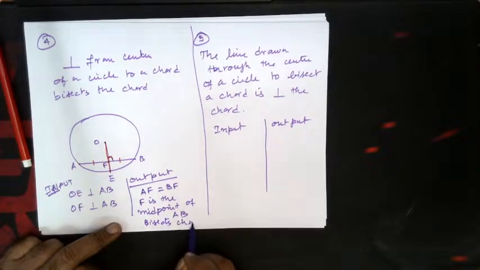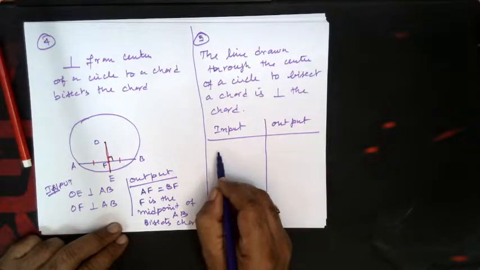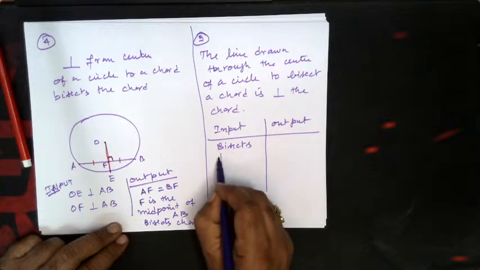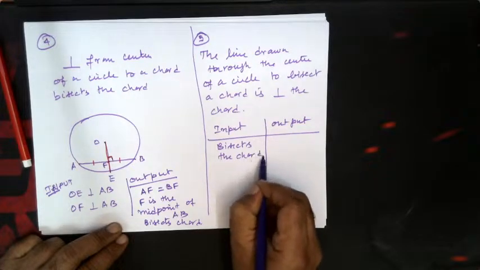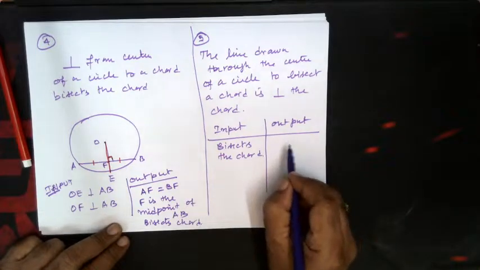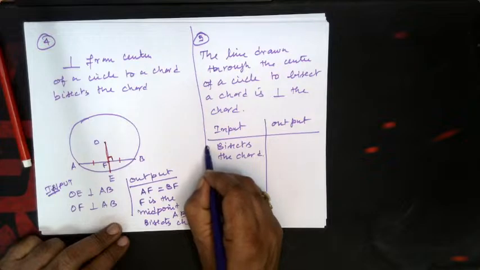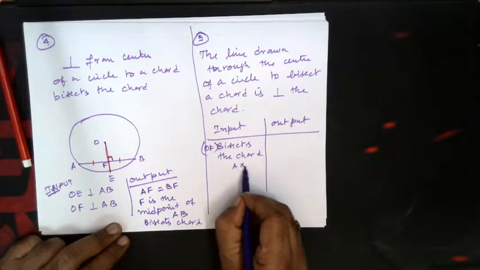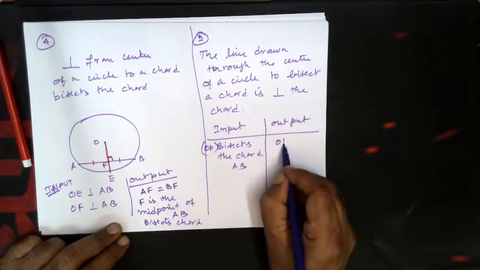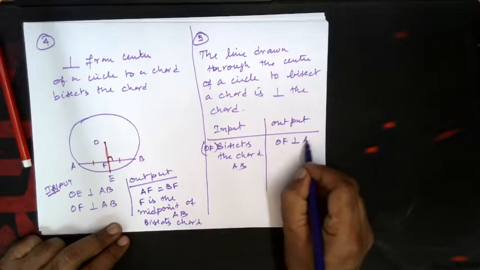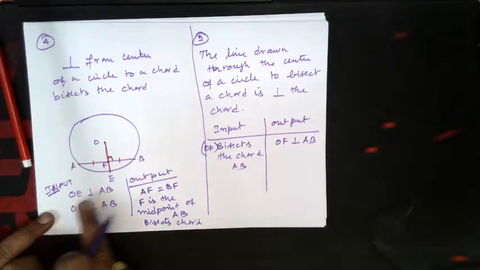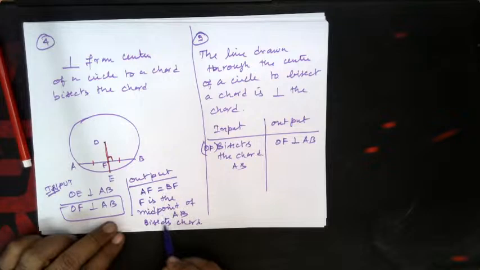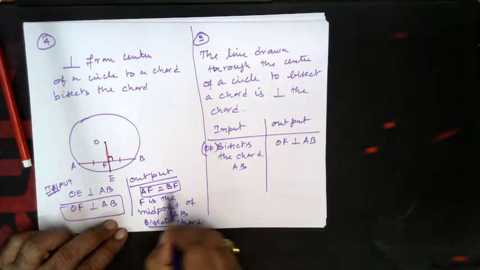the chord. So here the condition is the line bisects the chord. If that is the case, it will be perpendicular. So OE is the line, or OF is the line. OF bisects the chord AB. It means OF is perpendicular to AB. That's all. So here OF is perpendicular to AB, then it bisects the chord. AF is equal to BF.